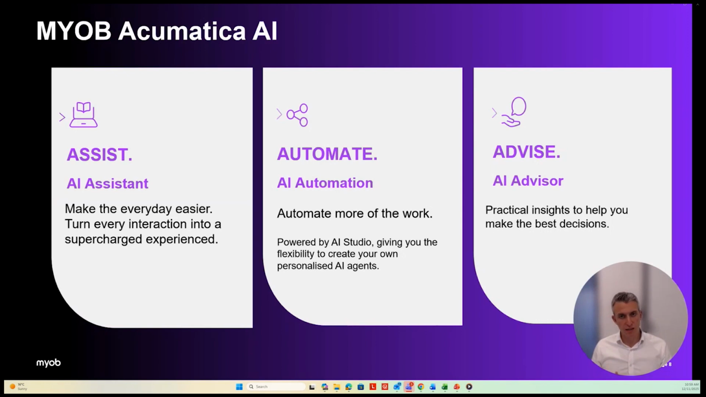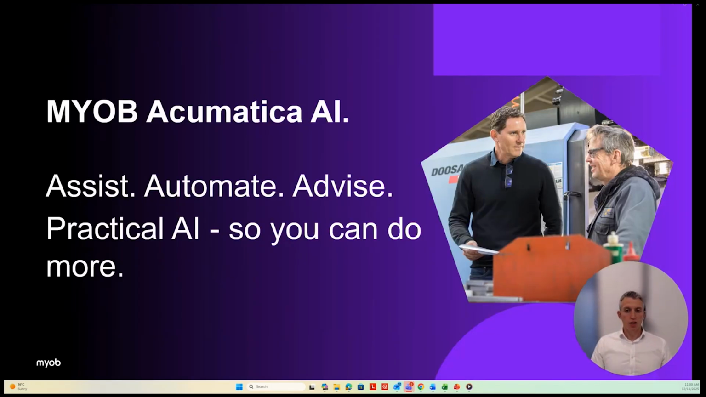So with AI Advisor, the idea here is for it to be able to help make sense of your data and help you make decisions, with practical insights to drive better decision making. And over time, we see AI Advisor being able to support you on more complex decisions as more and more capabilities become available in the platform. So to step back, MYOB Acumatica AI is really focused on these three experiences: assist, automate, and advise, and doing it in a really practical way so that essentially you can do more with your platform.